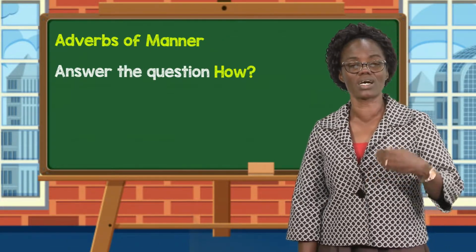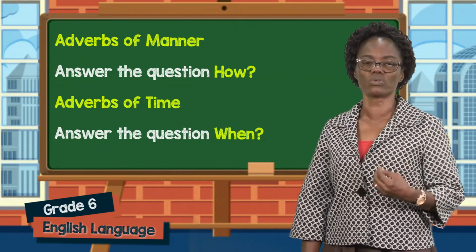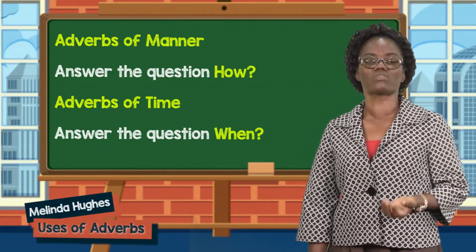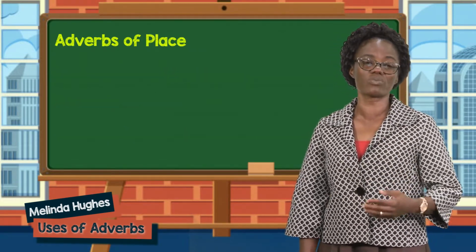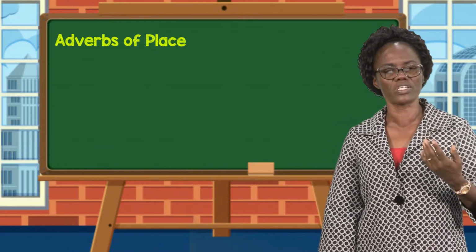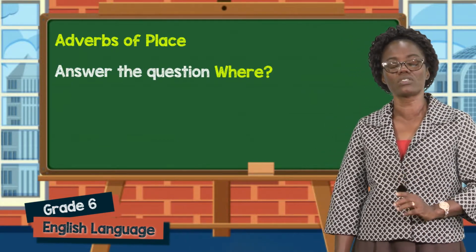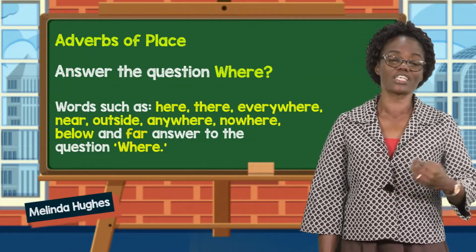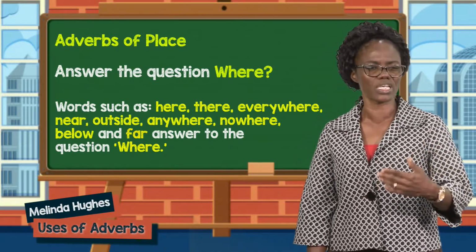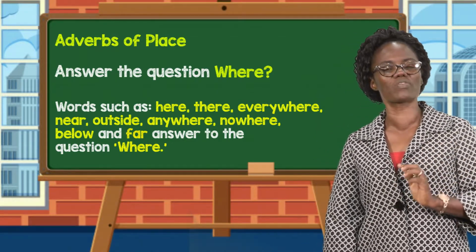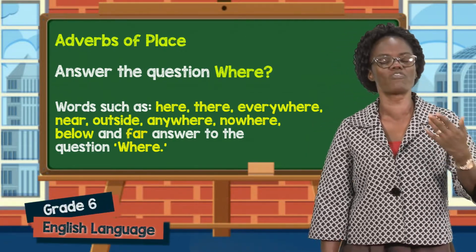So we've looked at adverbs of manner, which answer the question how. Then we've looked at adverbs of time, which answer the question when about the verb. And now we look at adverbs of place. Of course, when we hear place, we think of where. So adverbs of place answer the question where. Words such as here, there, everywhere, near, outside, anywhere, below, far are some of the words that can function as adverbs of place.